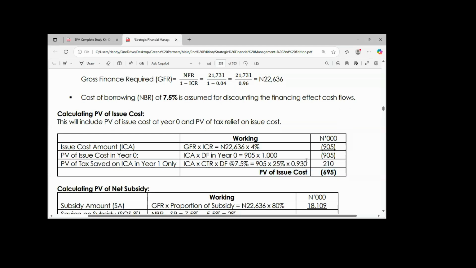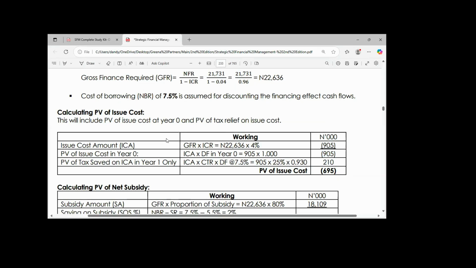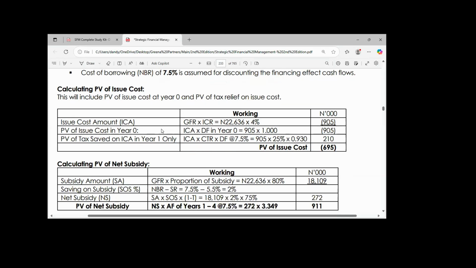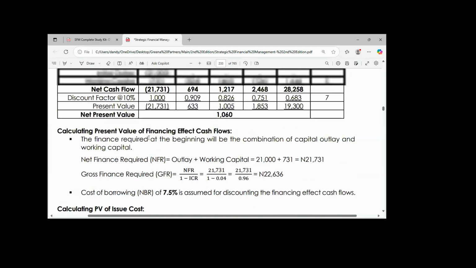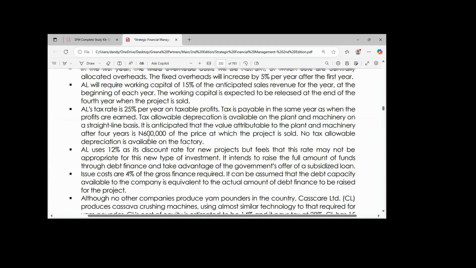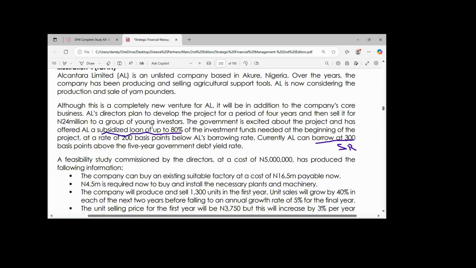So to now get the present value of issue cost, minus 905 plus 210 will give us minus 695. Okay, minus 695. I will keep that on one side. I will also go back to the question to identify if I'm given a subsidized loan. Of course, in this question, we have a subsidized loan.